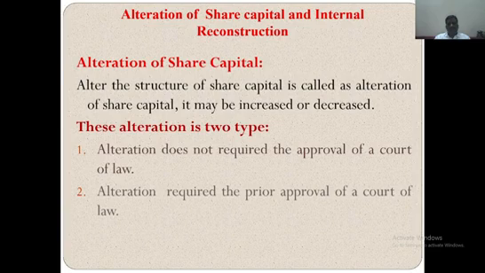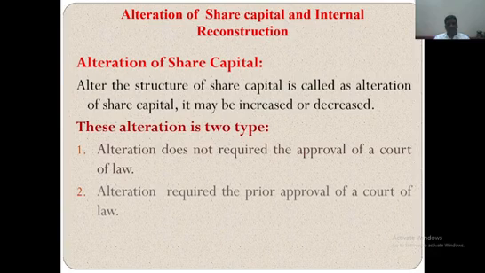Alteration of share capital means altering the structure of share capital. It may be increased or decreased. For example, if the face value is rupees 10 each and the value is increased, it is an increase. If decreased, for example, reduced by rupees 2, or reduced to rupees 8 each, this is known as alteration of share capital.